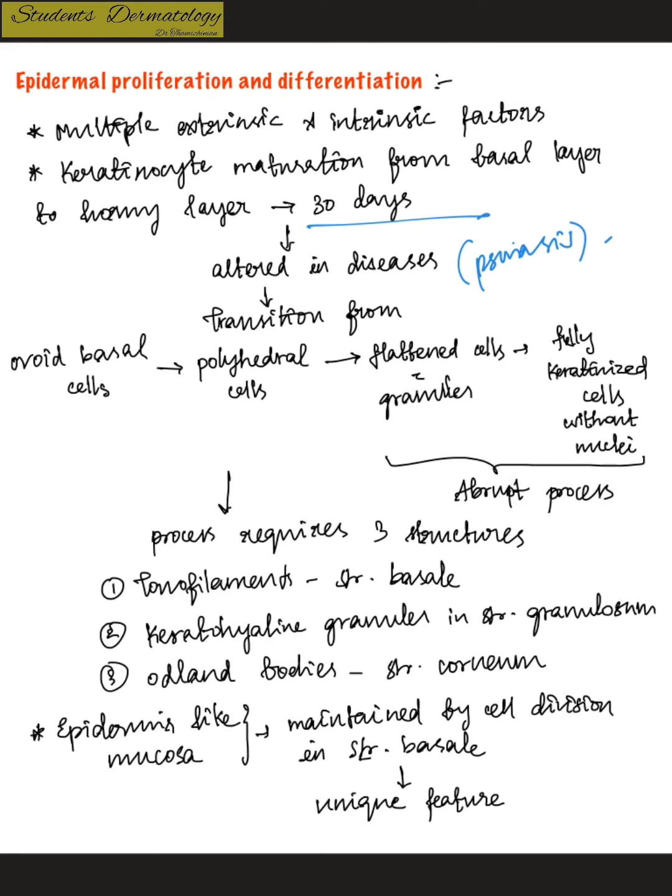The process normally requires three structures: tonofilaments or keratin intermediate filaments, keratohyalin granules, and the Odland bodies. So even in epidermis like mucosa, the stratum basale plays a unique role in maintaining cell division. That is, there is continuous cell division.